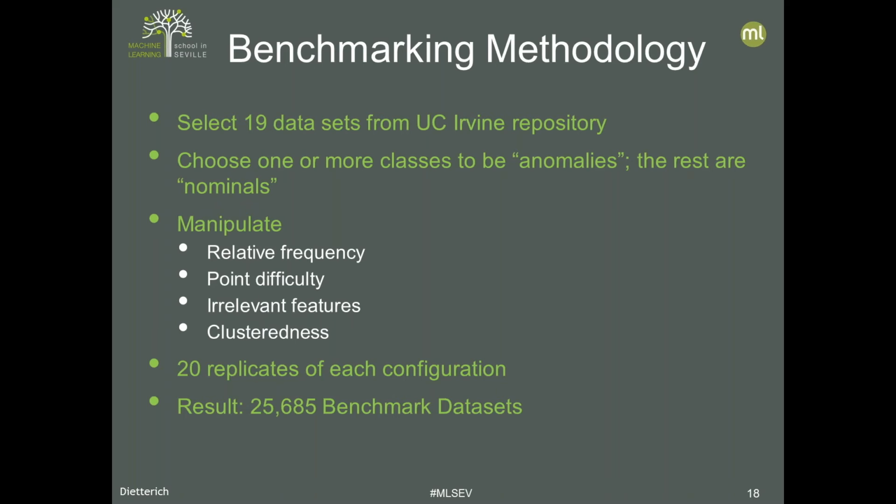And then we systematically manipulated the relative frequency of the anomalies, how difficult the individual anomaly points were, that is, were they buried inside the nominals or are they easy outliers? We added irrelevant features in a controlled way, and we tried to choose points that either formed clusters or were very dispersed. And we made 20 replicates of each configuration. Some of the data sets, we filtered out ones that were absolutely impossible. And the result was 25,685 individual benchmark data sets.